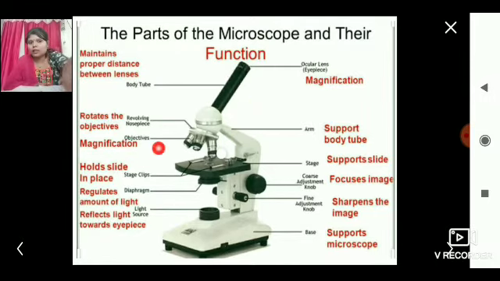Rotating the objectives: see here, the objective lenses can be rotated. This is what I was speaking of, 10x, 45x, which we adjust here. Magnification is of course done by the objective lenses, and the rest you already know. The diaphragm regulates the amount of light. You rotate the diaphragm so that the light is properly focused on the specimen.